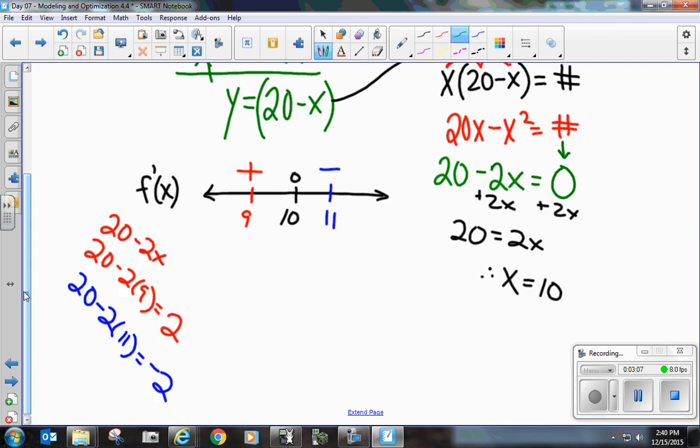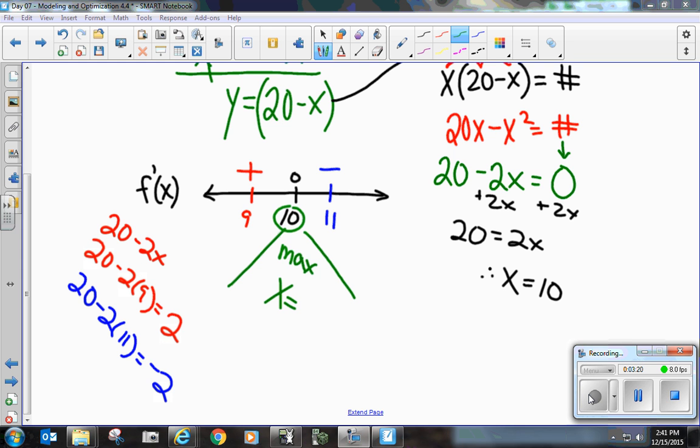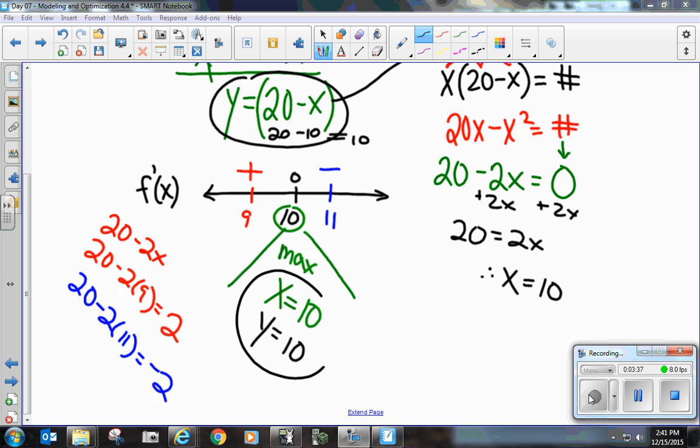So what does that mean? My function will have a positive slope going up to 10, have a slope of 0 at 10, and then slope down after 10, which means this is a max point. Which means when x is 10, what's my y? Well, I can use this right here. y is 20 minus x. If x is 10, my y is also 10. Those are two numbers that when they add to 20, that will maximize the product between them.